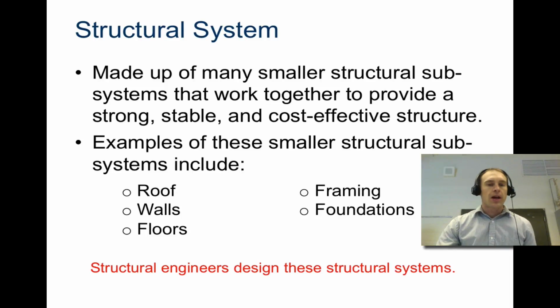Structural systems, and just pause for a second, just listen to this, are made up of many smaller structural subsystems that work together to provide a strong, stable, and cost-effective structure. So what I would like you to note down are the examples, smaller structural subsystems that make up a full structural system. These are some smaller structural subsystems: roof, walls, floors, framing, and foundations. And structural engineers will design all of these structural systems. So it is important to note those 5 items.